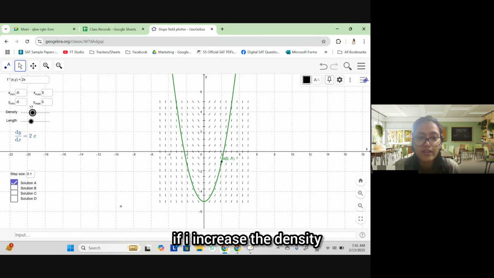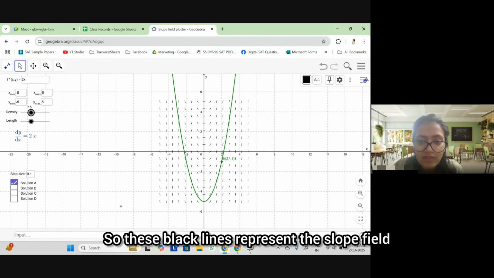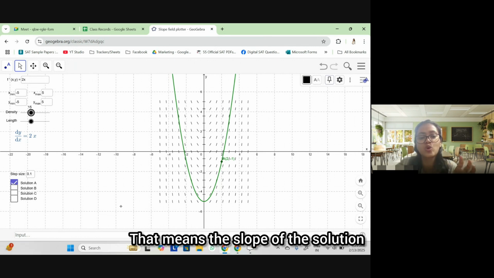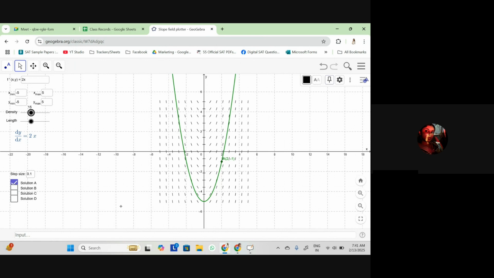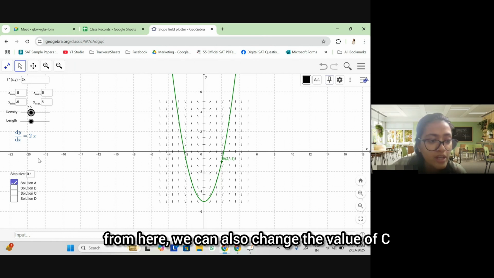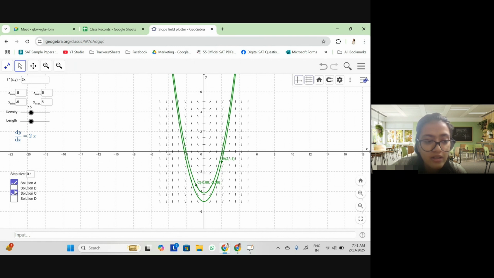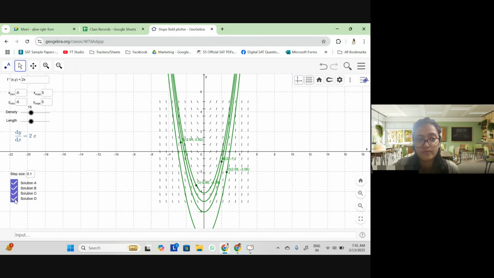If I increase the density, these black lines represent the slope field, that means the slope of the solution. Wouldn't there be infinitely many though? Yes. From here, we can also change the value of c. These are all the solutions. There will be infinite solutions. For each value of c, you'll get a different particular solution.